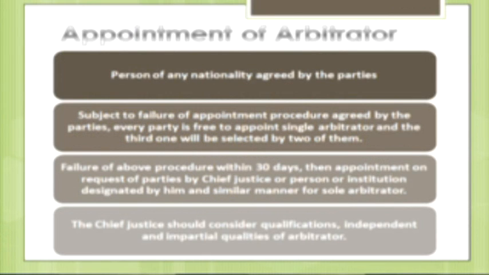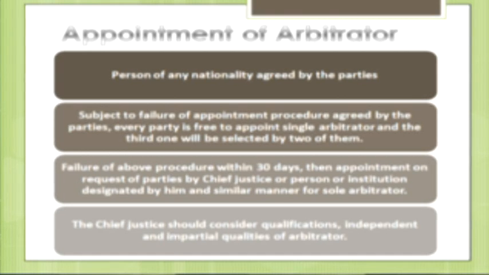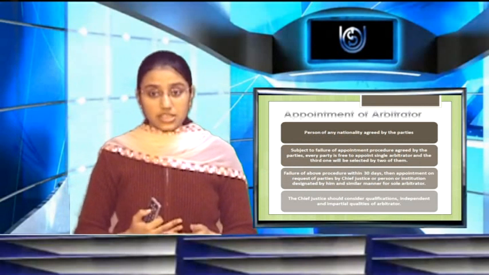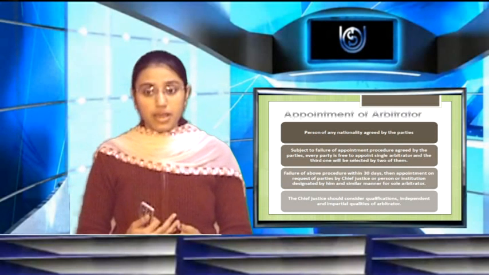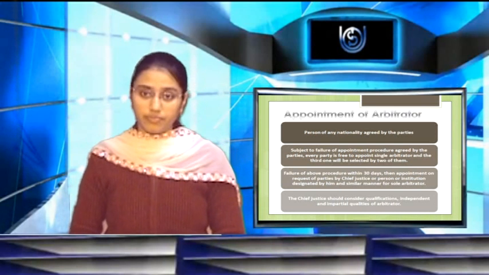How are we going to appoint the arbitrator? The very first is, the person must belong to one nationality, and yes, at the same time, they have a right, and they are appointed by the government to have a right practice on that arbitration. And yes, the Chief Justice should consider all the qualifications, independence and impartial qualities of arbitrators.